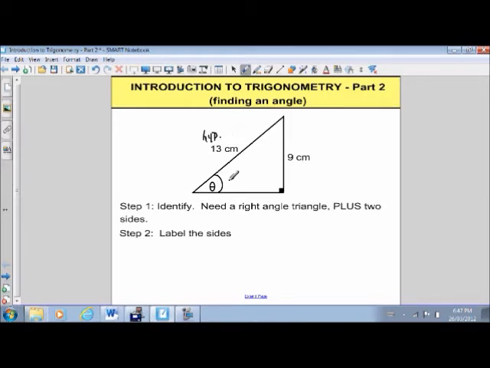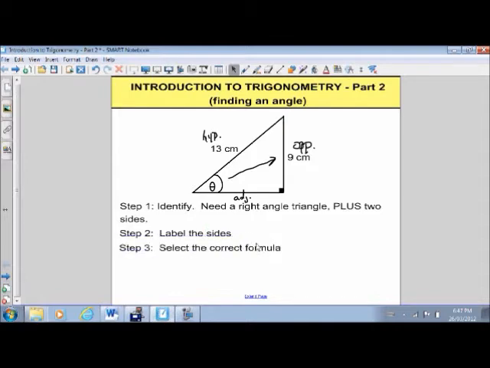For the opposite, always go directly to the side across from the angle. Because we're trying to find out this angle, this side would be the opposite. So we'll write that in. And then the side that's left over is your adjacent, and that's going to be at the bottom here. So we've got that. We'll move on to our next step.